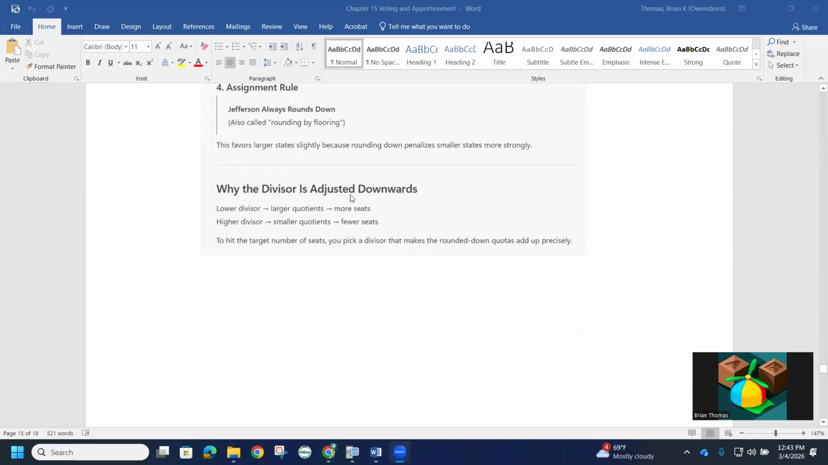So why is the divisor adjusted downwards? The lower the divisor, that's going to create a larger quotient, more seats. A higher divisor is going to create a smaller quotient, which means fewer seats. The goal is to hit the target number of seats. You want to pick a divisor that makes the rounded down quotas add up precisely. And that's where the trick is here. This makes it more complicated because we have to keep rounding down. In the Hamilton method, all we have to do is use that standard divisor, pay attention to the decimals, and that's about it.